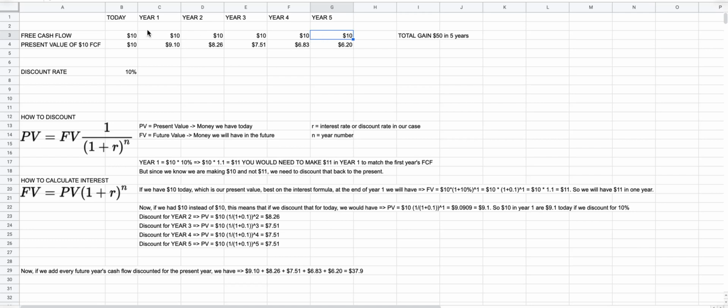So $10 today are not the same as $10 in year 5. They're actually less because money today is worth more than money in 5 or 10 years. That's because of inflation, right? And so what we are doing when we are evaluating these investments, we are calculating what the present value of all of these future cash flows is going to be.